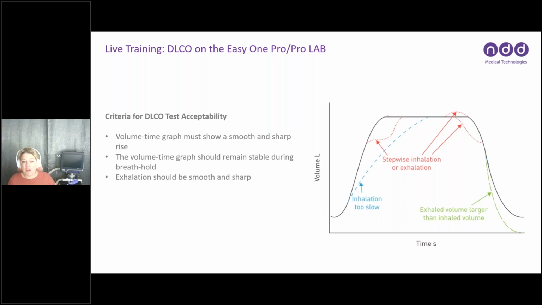We want to make sure that the volume time graph is showing a smooth and sharp rise. Again, we have 4 seconds to get up and above that dotted line with the patient's biggest breath in possible. But as you can see here, we want to make sure that the inhalation isn't too slow. We want to make sure that there's not wiggles, like they're taking staggered breaths to get up to that vital capacity line. And then the same thing at the end. We want to make sure that the exhalation is nice and smooth. We want to make sure that they don't blast it out hard and fast at the end of the test. We want to make sure that that breath hold is also stable. Again, it should look like that drawing of a plateau.